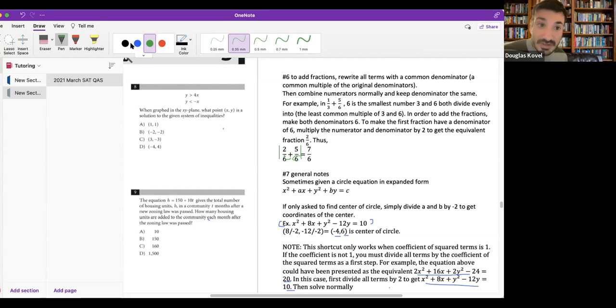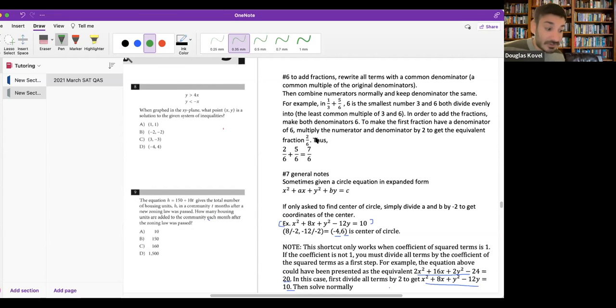So the second fraction is actually already done for me. I don't need to do anything to that. And then the first fraction, though, I do need to make that 6. So in order for me to make 3 become 6, I need to multiply that by 2. And then whatever I do to the denominator, I also have to do to the numerator. So I end up with 2 over 6 plus 5 over 6 is equal to 7 over 6.